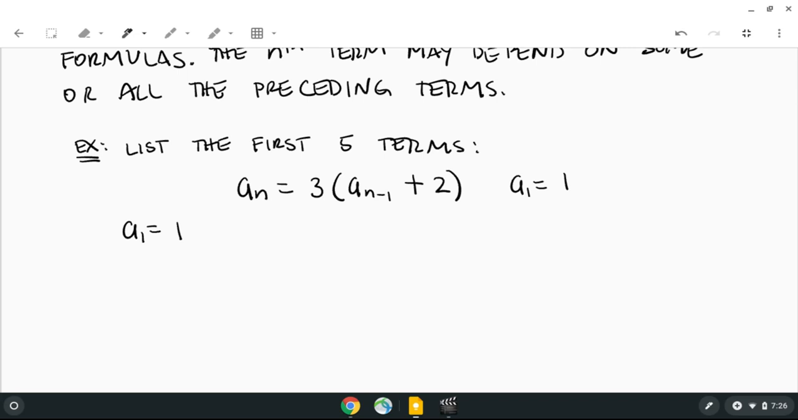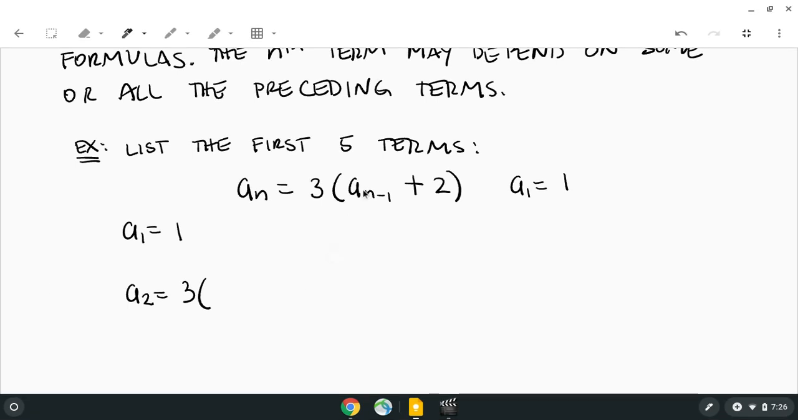a2, according to the formula, is going to be 3 times parentheses. The term before it, right? This is n minus 1, which means the term before this one. N plus 1 would be the term after this one. So a2 is 3 times the term before this one, which is 1. And then we can work this out.